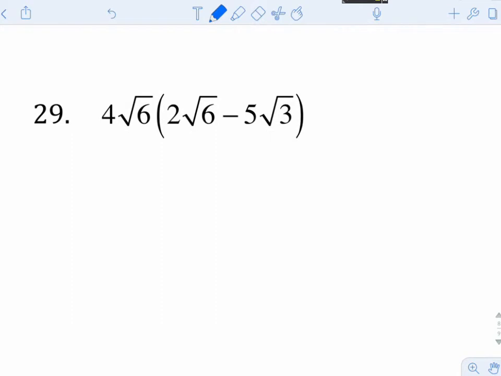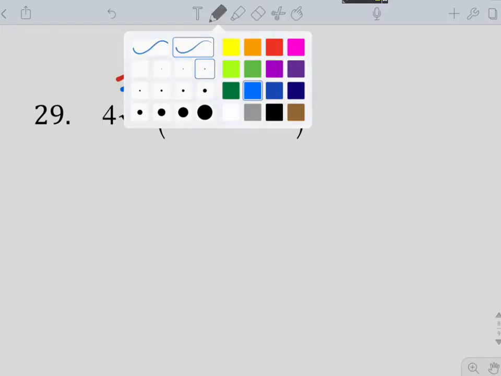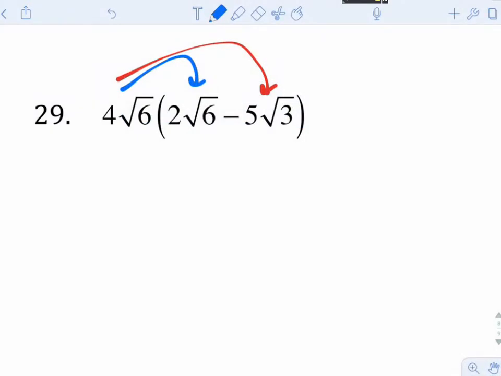Ooh, here we go. So we are going to treat this multiplication problem just like any we have before. So we're going to multiply 4 root 6 by 2 root 6, and then we're going to multiply it by 5 root 3. All right, so 4 root 6 times 2 root 6, what I think we should do is multiply the 4 and the 2, and we're going to also multiply the root 6 and the root 6. 4 times 2 is 8. The square root of 6 times the square root of 6, by definition, is 6.